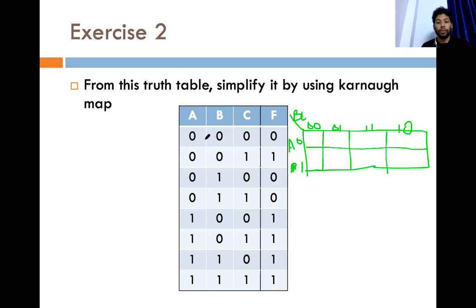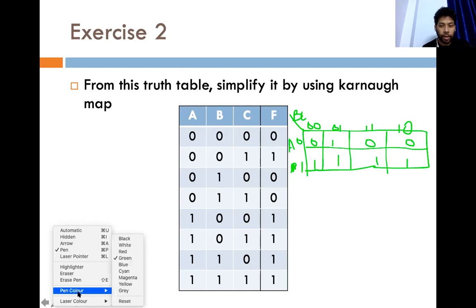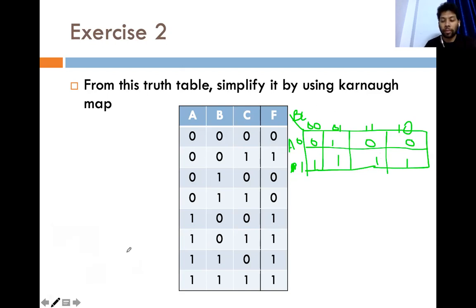Okay, so this is 0, 0, 0. I will put a 0 out here. 0, 0, 1 is a 1 out there. 0, 1, 0 is a 0 out there. 0, 1, 1 is also a 0. 1, 0, 0 is 1. 1, 0, 1 is 1. This is also 1. This is also 1. Lovely. Let's take a red color so that this time there'll be some contrast.